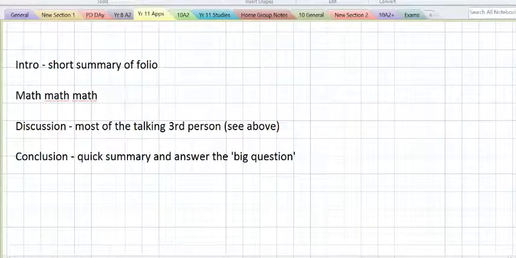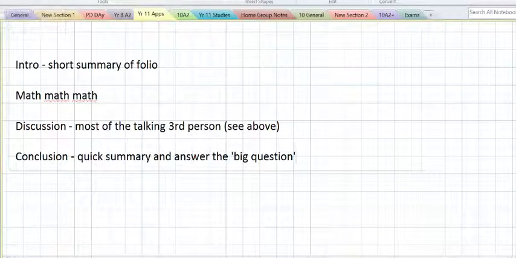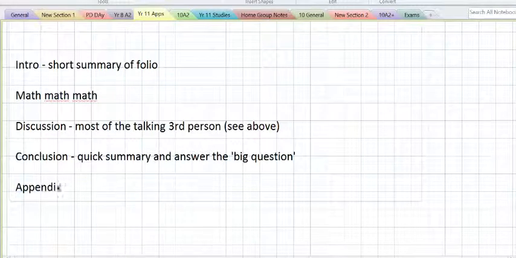Beautiful. So, introduction, short summary, all the maths, those tables, and then at the end, discussion, which is a lot of the talking, there's a fair bit of writing in this, conclusion, and then your appendix, which will involve pictures of your car, etc. Oh, I put that in the introduction. Is that okay? No. So in the discussion that's talking about every table that you did? Yeah, so discussion will be where we talk about the maths.